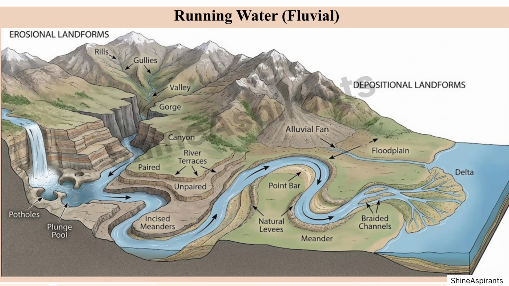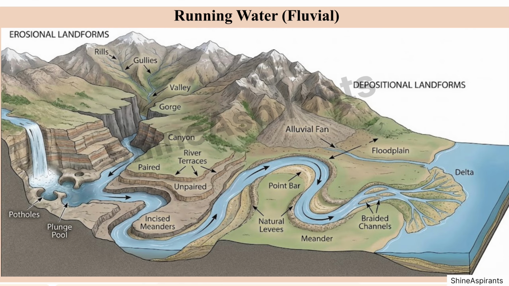As the river continues to cut vertically, winding bends become deeply entrenched, producing incised meanders, while former floodplain levels remain as river terraces, which may be paired or unpaired. As the gradient decreases, the river enters its mature stage. Here, lateral erosion becomes dominant, and the river starts developing broad meanders. Sediments are deposited on the inner bends to form point bars, while repeated flooding builds natural levees along the banks.